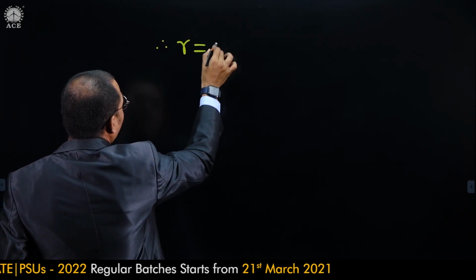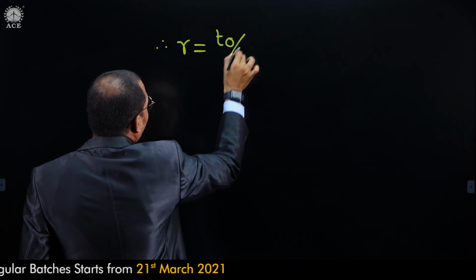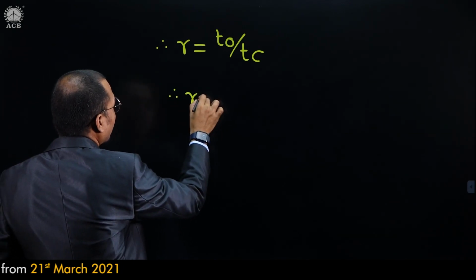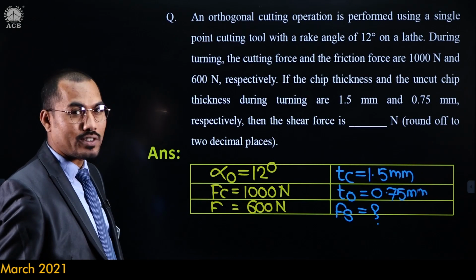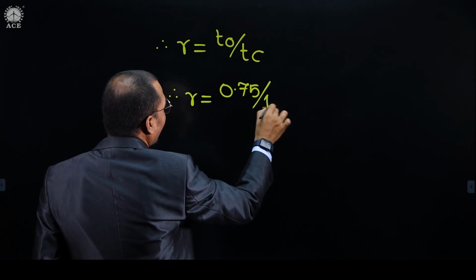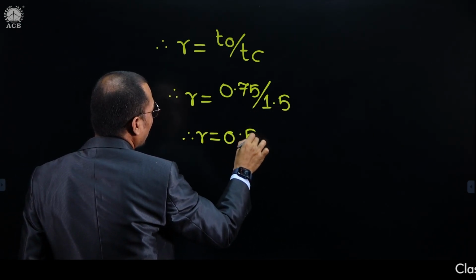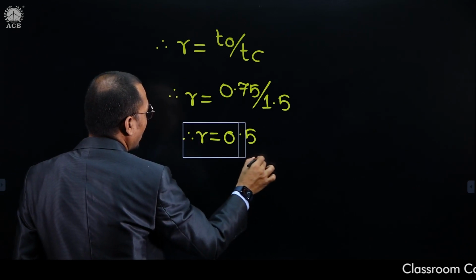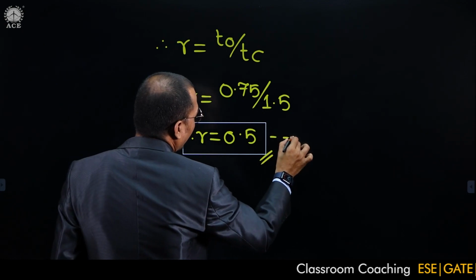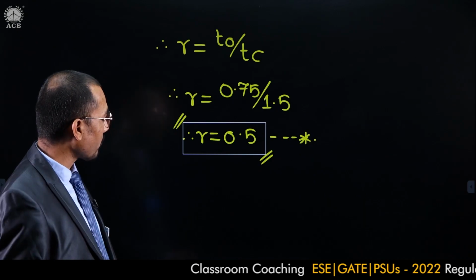So, r is exactly equal to the chip thickness ratio, which is T naught divided by Tc, uncut chip thickness divided by thickness of the chip. T naught value is given 0.75 divided by 1.5. Therefore, the answer is 0.5. It is a ratio. This is the first answer we calculated, the chip thickness ratio.